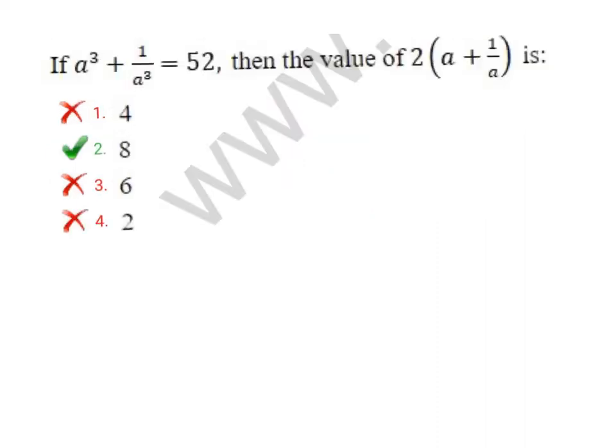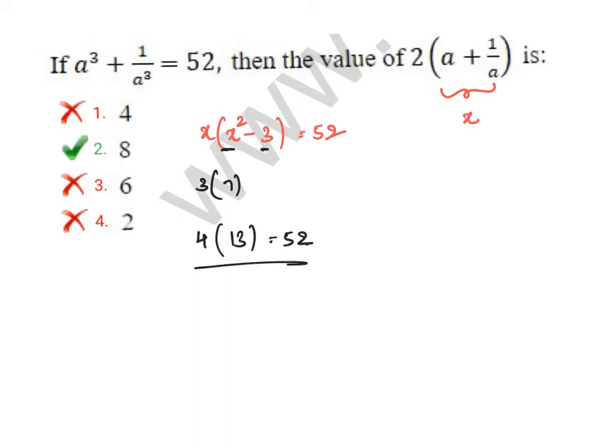Next, the value of a cube plus 1 by a cube is equals to 52, then the value of a plus 1 by a. If a plus 1 by a is x, then we know that a cube plus 1 by a cube is x into x square minus 3 is equals to 52. Substitute the value of x, and I want the x square to be greater than 3 because it is not negative. So you can't substitute 1, you can substitute 2, but it's very less. If you substitute 3, 9 minus 3, that is 6, it's not going to be equal. 4 if you substitute, it is perfectly equal to 52. Therefore, the value of x is 4, which means 2 into 4 is equals to 8. By substitution, you can get it.